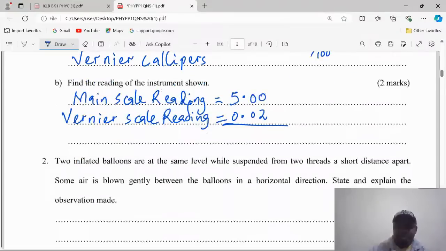Now, when you add the main scale reading plus the vernier scale reading, this is going to give us 5.02 centimeters, to 2 decimal places.